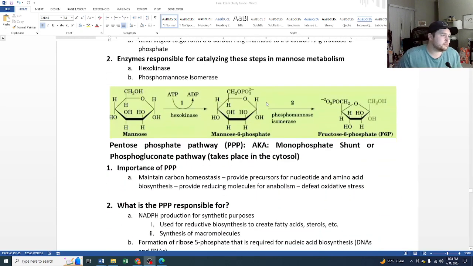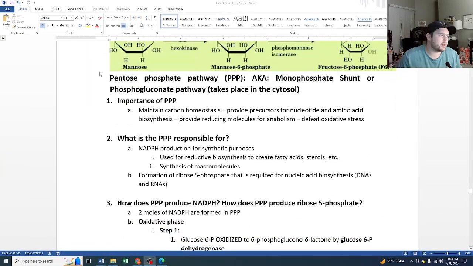Mannose metabolism. Okay, pentose phosphate pathway. This is the more important stuff. So, the importance of the pentose phosphate pathway is to maintain carbon homeostasis. It provides precursors for nucleotide and amino acid biosynthesis, so for DNA and protein biosynthesis. It provides reducing molecules for anabolism and defeats oxidative stress.